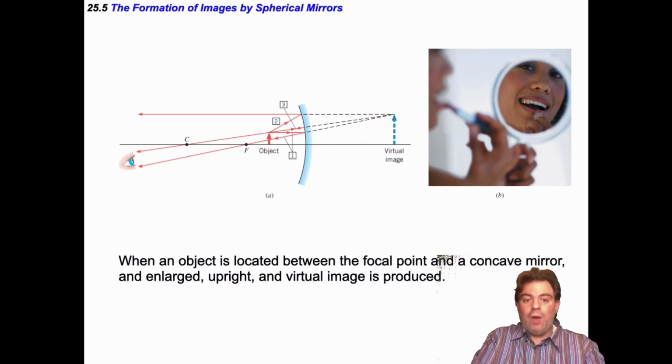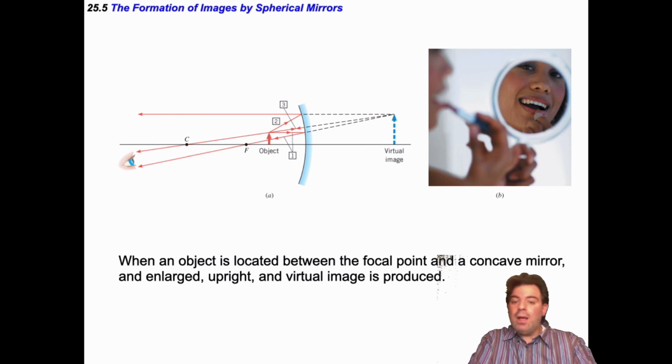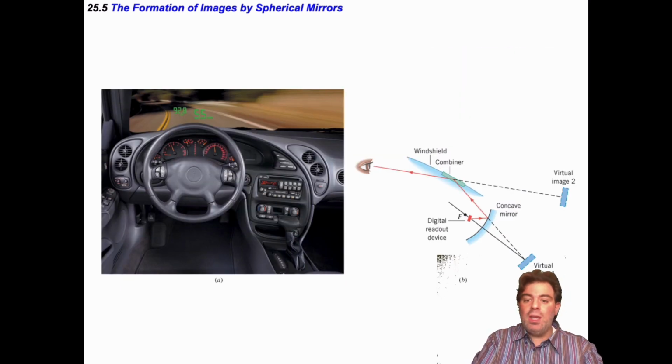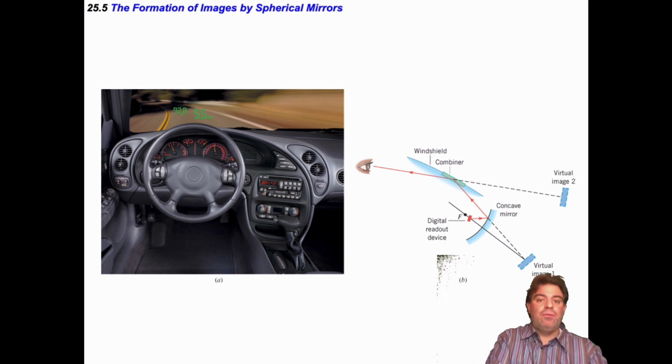One example of this, as you can see in front of you, is makeup mirrors, and they produce a much larger, virtual image, and you can see and apply makeup. Another application is, of course, digital readout devices that appear in cars, and you can see how the image forms right in front of you.